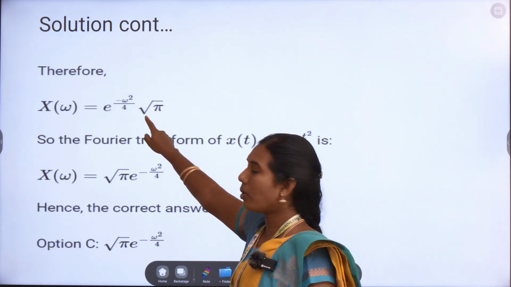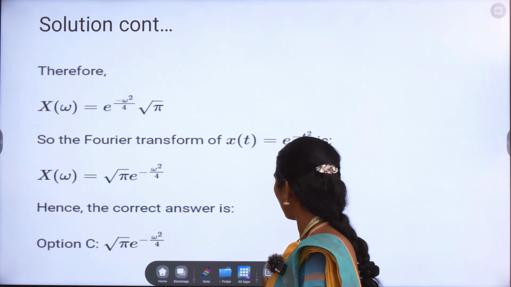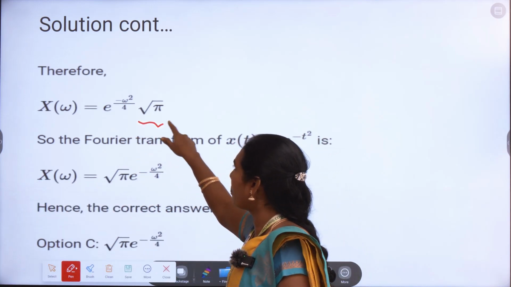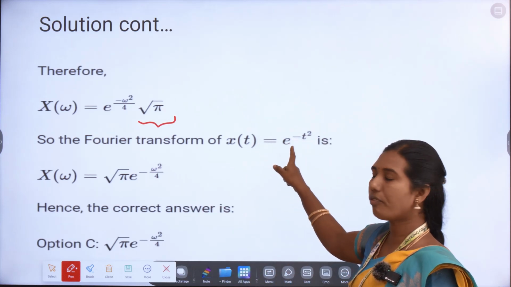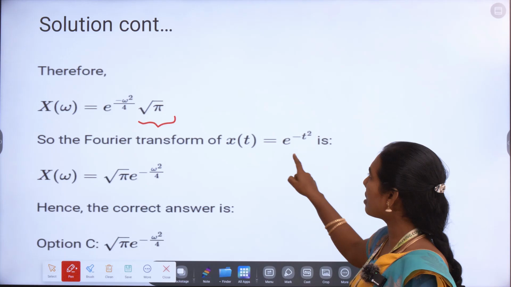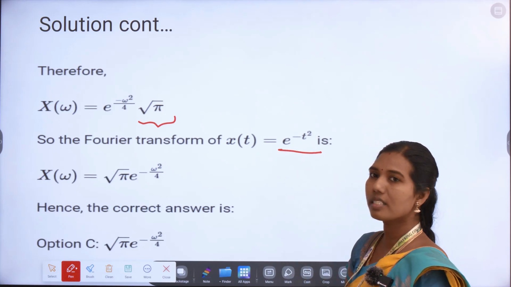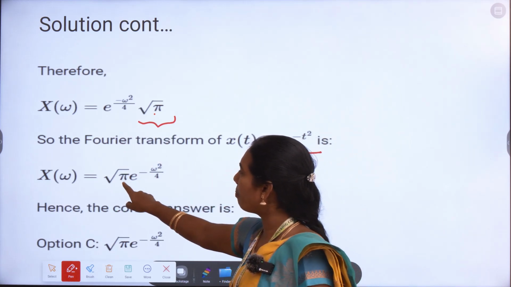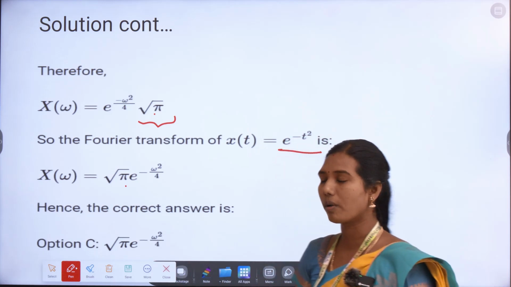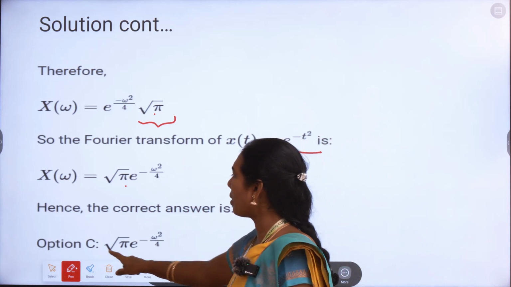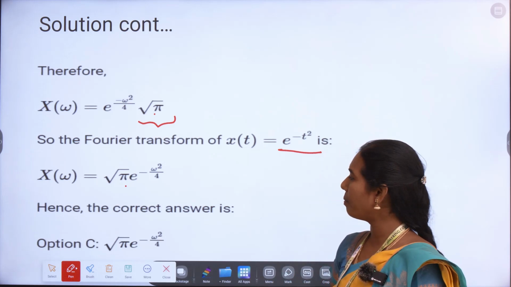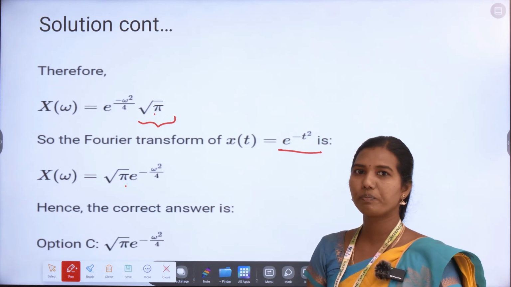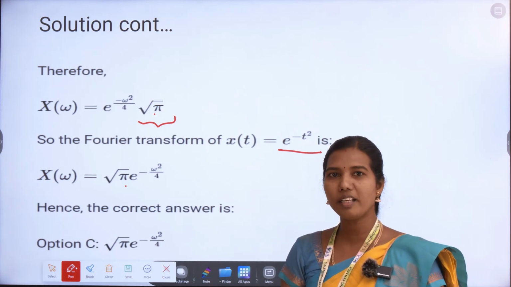So substituting that, it is equal to square root of pi. So the Fourier transform of x of t equal to e power minus t square, which they asked us to find, is X of omega equal to square root of pi e power minus omega square by 4. So the final answer is option C, square root of pi e power minus omega square by 4. So thank you. We'll see in the next video.